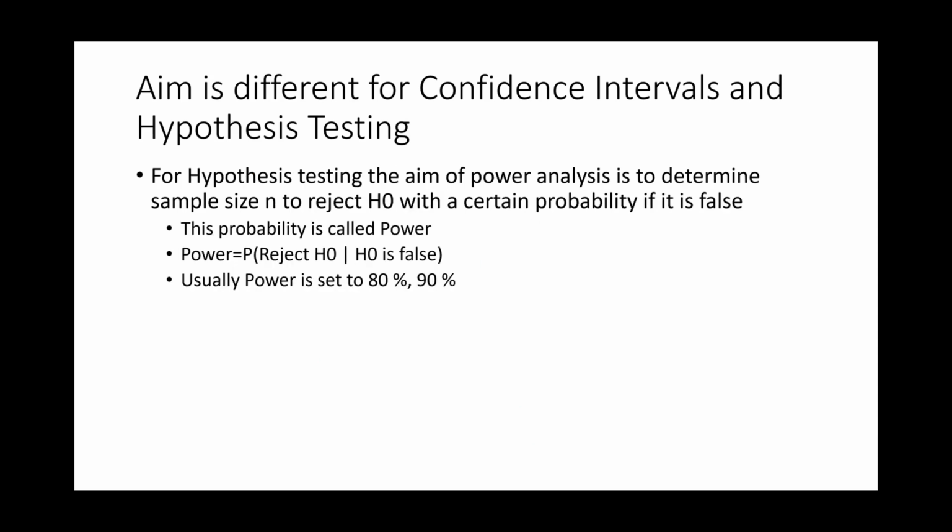Now I'll speak a little bit about the aim of power analysis for hypothesis testing. As I said, it is a little bit different. Here we are trying to figure out the specific sample size to reject the null hypothesis with a certain probability if it is false. This probability is called power, and power is the probability of rejecting the null hypothesis assuming that it is false. Usually power is said to be 80% or 90%.